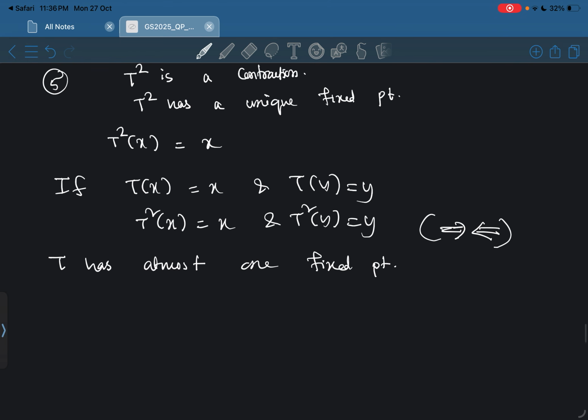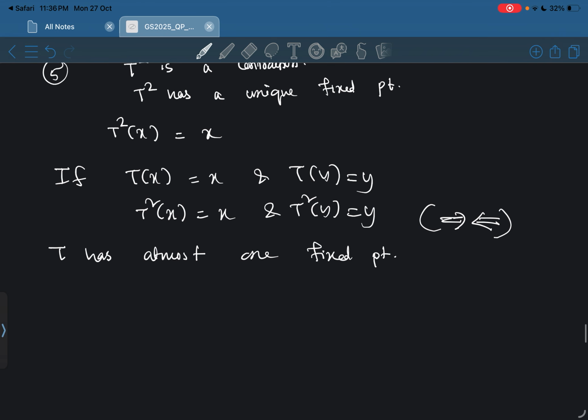If there are two fixed points, then the fixed points of T must be fixed points of T square also. But since T square is a contraction, by the Banach contraction principle it has a unique fixed point. So T has at most one fixed point. Now my claim is that x is the fixed point of T. Why? Because see, what is T of Tx? What is this? This is x by definition, right?